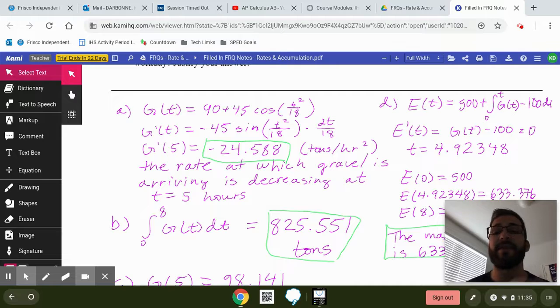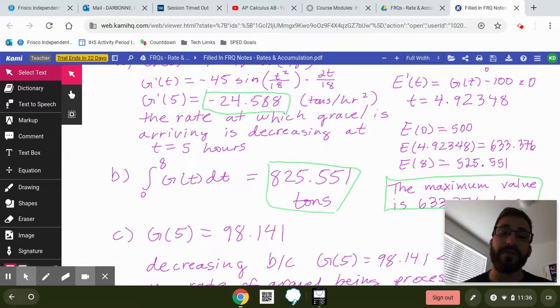So I needed to see if there's any relative maxes or mins, which we found one by setting it equal to 0. And then I actually evaluated E of 0 and E of 8, which were the endpoints, and E of that relative max by plugging it into our function for E. And then whichever one was the biggest, that was the one that turned out to be our maximum of the day, which was the 633.